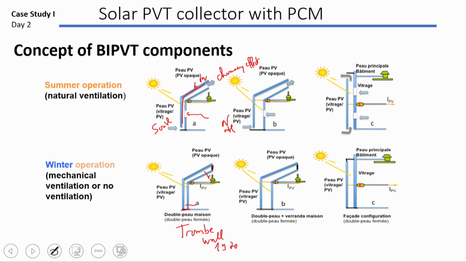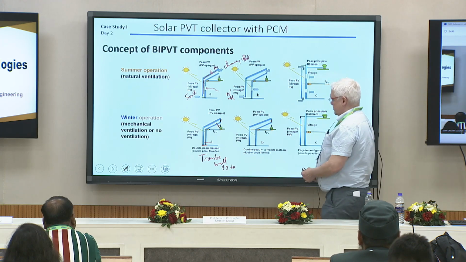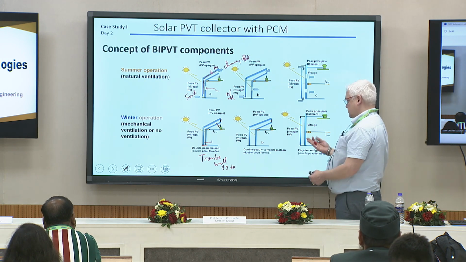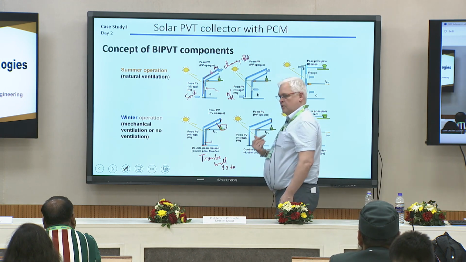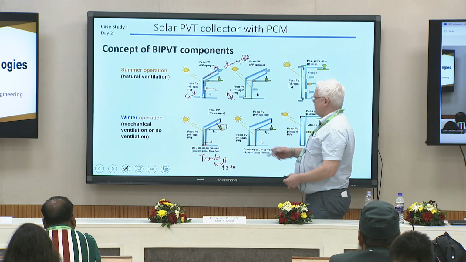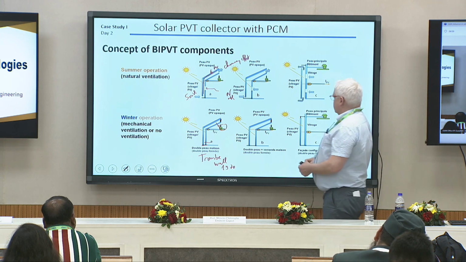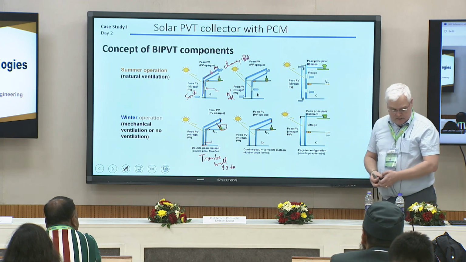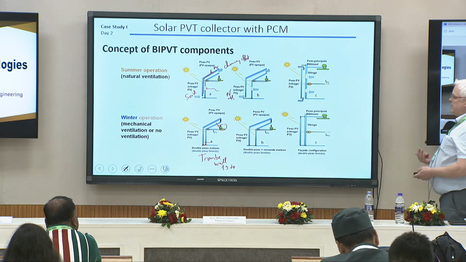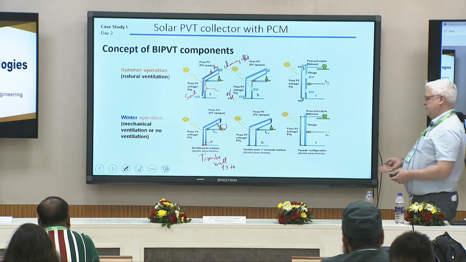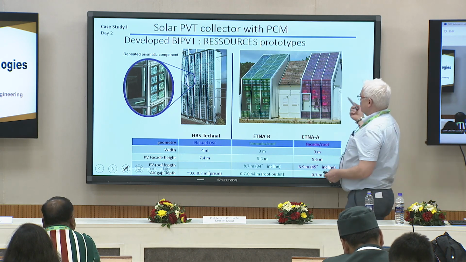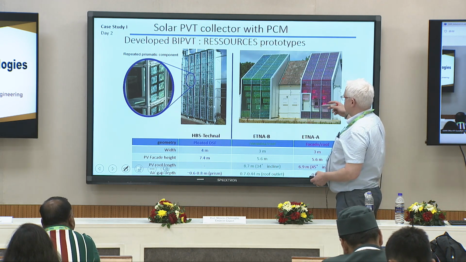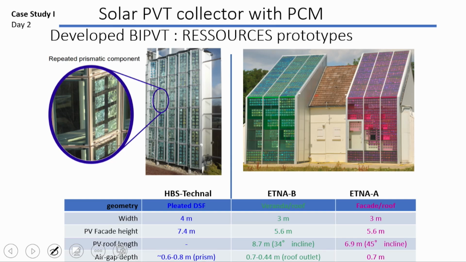Okay, so you collect, so you use it for heating the air. So it's mechanical, of course. Here you are obliged to ventilate, whereas here it's natural convection. So this is an example of BIPV-T, or BIPV with T. So this is what we have achieved for an experimental dwelling house.